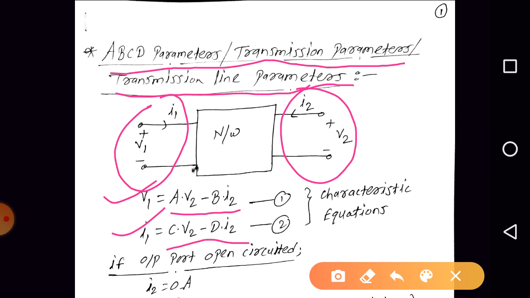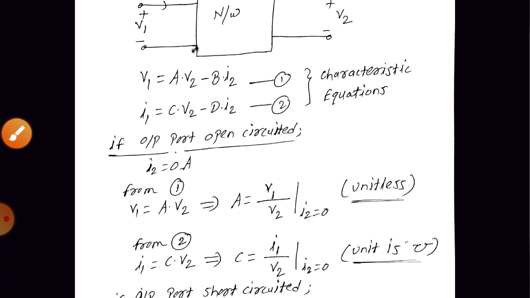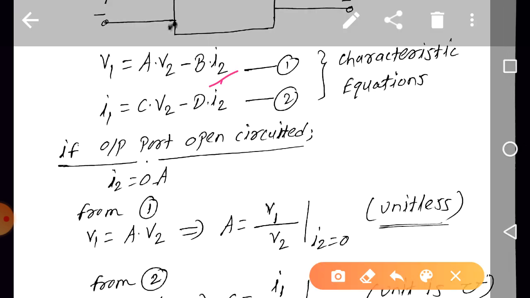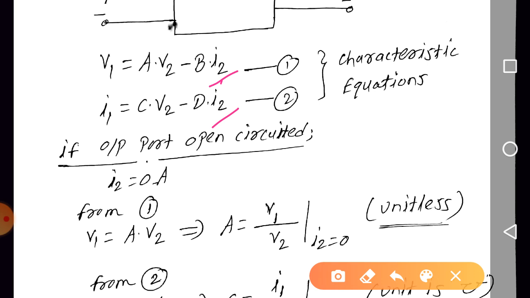So we need to remember these two expressions. These are known as the characteristic equations of ABCD parameters, right? So be careful, here we have A V2 minus B I2 and C V2 minus D I2. Now, in order to find the A and C parameters, if we make I2 equal to 0, I2 equal to 0 means the output port is open circuited. So from equation 1 we can write V1 = A V2, therefore A = V1 by V2.